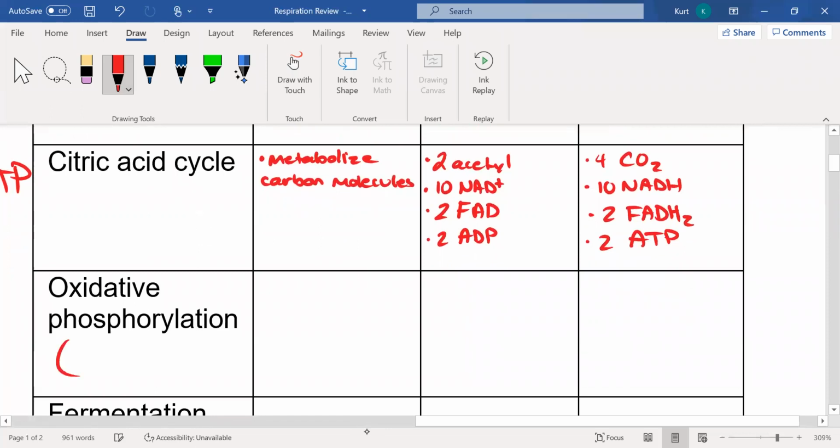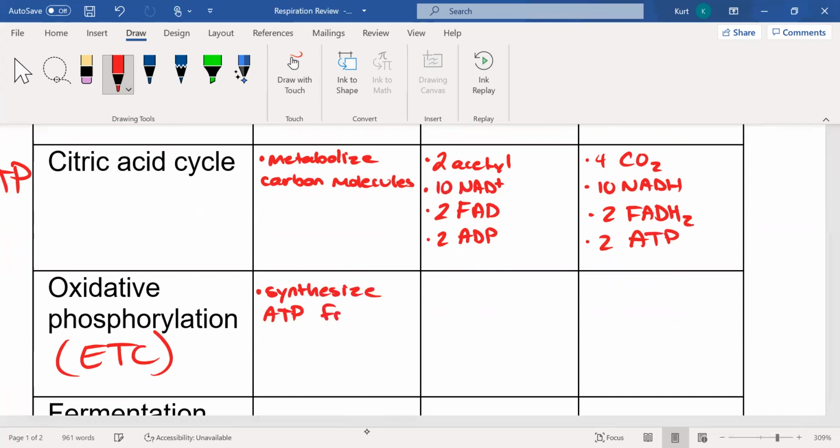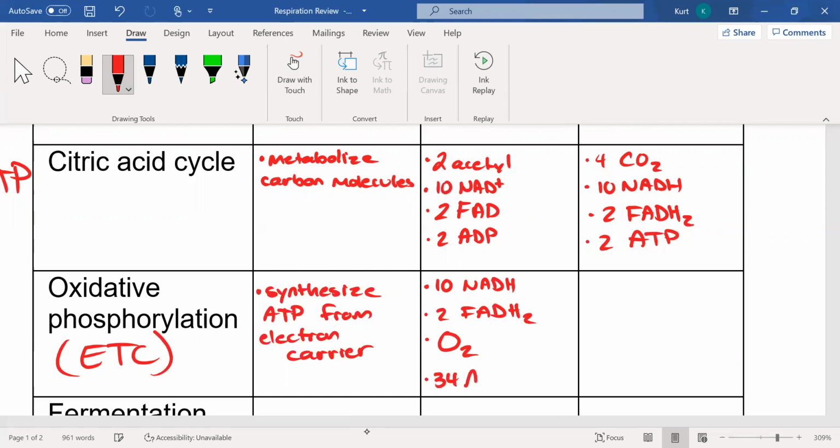Oxidative phosphorylation. This is the electron transport chain. The majority of the energy in all of cell respiration is from here. 34 out of 38 ATP are made here. So we have 10 NADH, 2 FADH2, oxygen. If you want to put 34 ADP, nothing wrong with that.